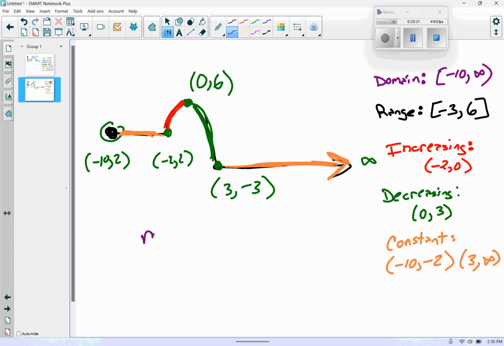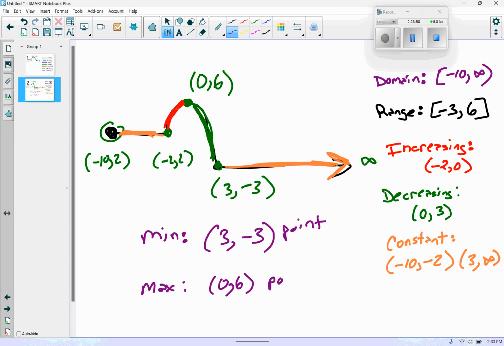Okay, minimum. Maximum. What does it appear my lowest y value would be? 3, -3. And again, I'm telling you right now, we're listing it as a point. There's going to be a class that you get to where you only list the y component. But for right now, just list it as a point. What's my maximum y value? 0 and 6. And I purposely put in that it's a point. Okay.